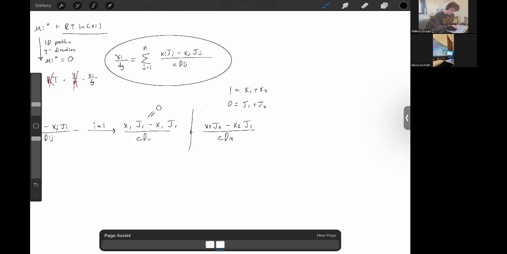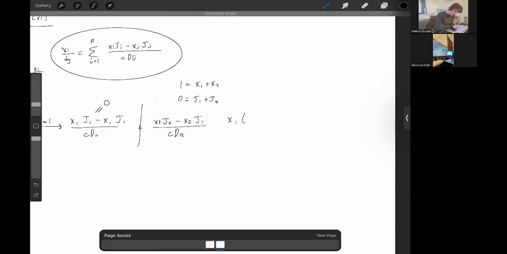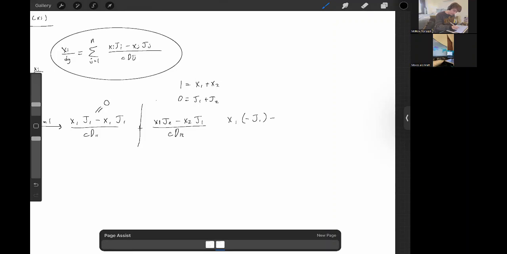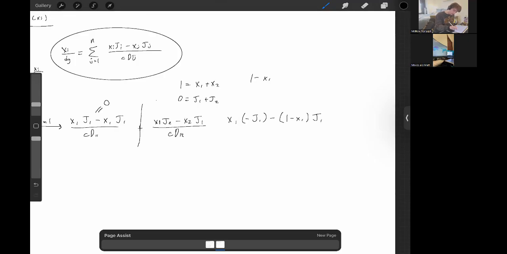So what we can do is simplify this equation and put it in terms of x1 and j1. So J2 equals negative j1, and x2 equals 1 minus x1. So this would be 1 minus x1, and then we'd do this with x2. Oh, wait, no, and then we'd multiply this by j1.